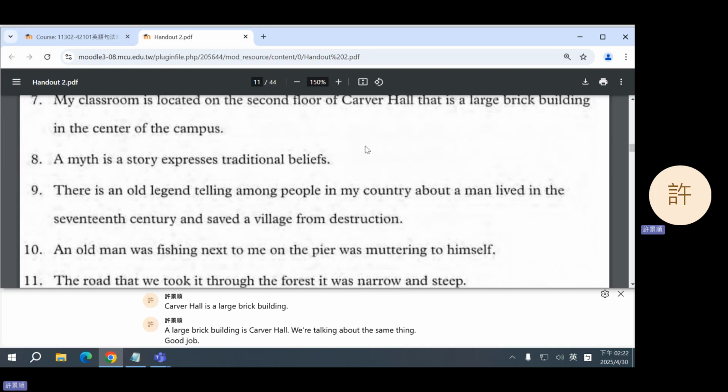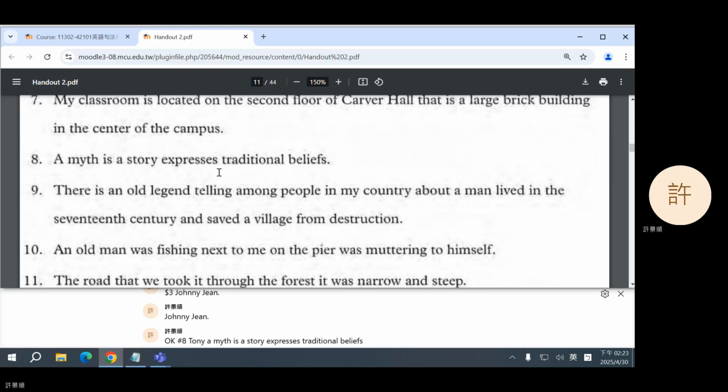Number 8. Okay, number 8, Tony. A myth is a story expresses traditional beliefs. Good. That expresses traditional beliefs is one answer. Another answer is you can say that is expressing and then take out the that is. So this becomes expressing. A myth is a story expressing traditional beliefs is another answer.